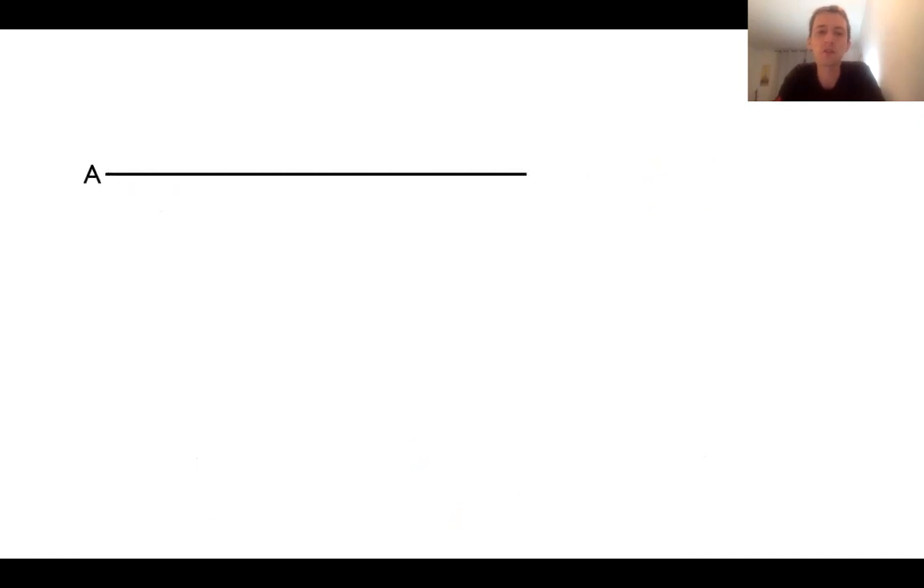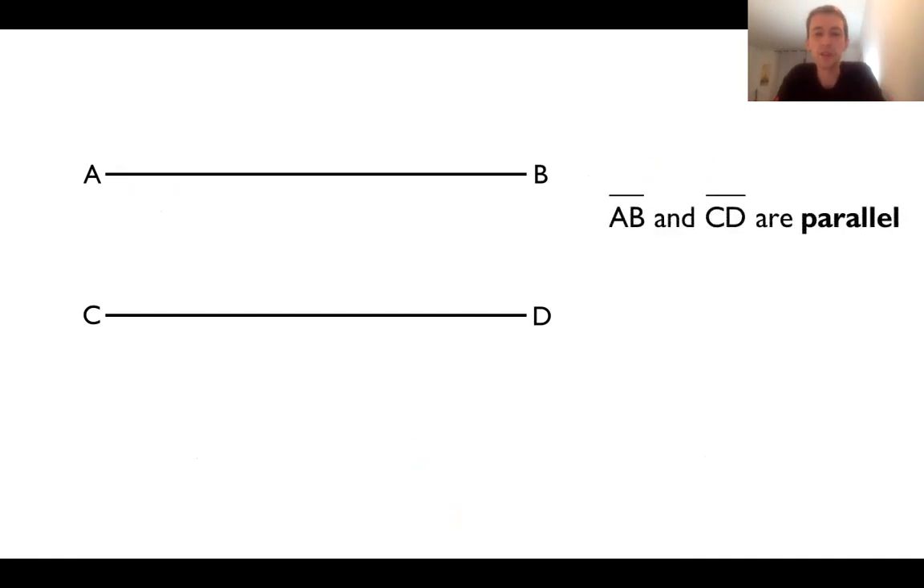Okay, so one more situation I want to show you in this video. To show you, I'm going to start with two lines. I'm going to call this one AB, and this one CD. And I am going to tell you, and you need to know this to be able to answer this, that both these lines, AB and CD, are parallel. That means that if we continued them, they would never, ever meet each other.